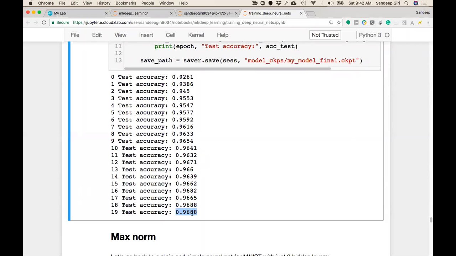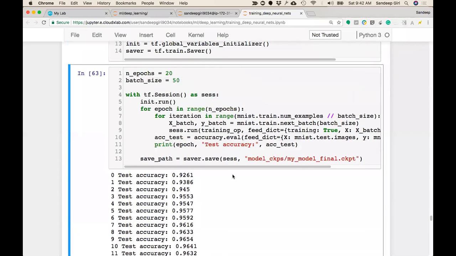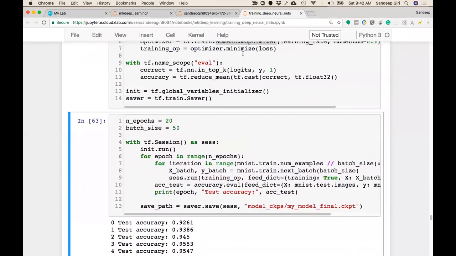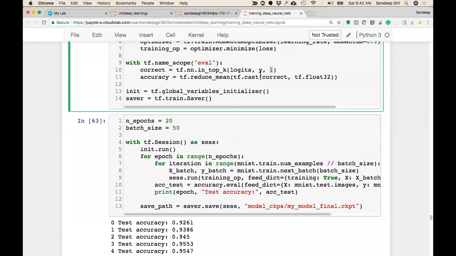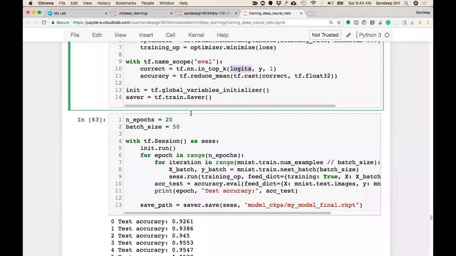A question is, what is in top K? Remember our discussion last time? In top one, we are saying the actual label should be the top one of the predictions. If we said even if our outcome is in top two, we are okay. Here we are saying y should be the most probable out of the logits. Logits is nothing but an array of probabilities, and basically it means y should be in the top.